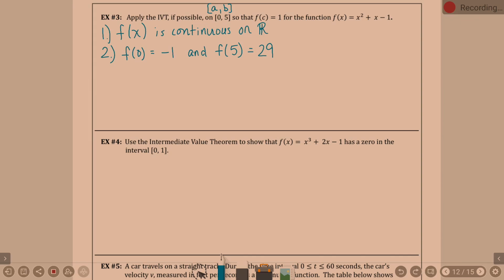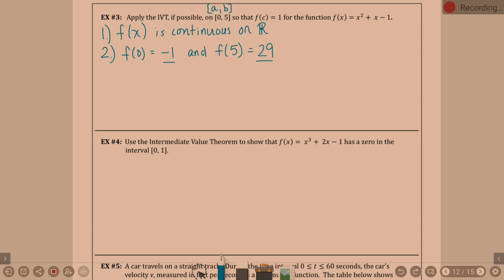What's the other part we have to make sure of? F of c is between f of a and f of b. So f of c is between, so what is f of c? 1. What does 1 have to be between? It has to be between what f of 0 and f of 5 are, which means it has to be between -1 and 29. Is it between -1 and 29? Yeah, 1 is between -1 and 29.